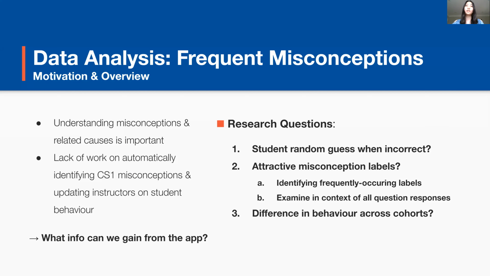So in our data analysis, we'll answer 3 main questions. First of all, we'll verify whether students are randomly guessing when they gave an incorrect response. Second of all, we're going to try to identify the frequently occurring labels and examine them in context of all question responses. And thirdly, we'll try to see if there is any differences in student behavior across the semesters.